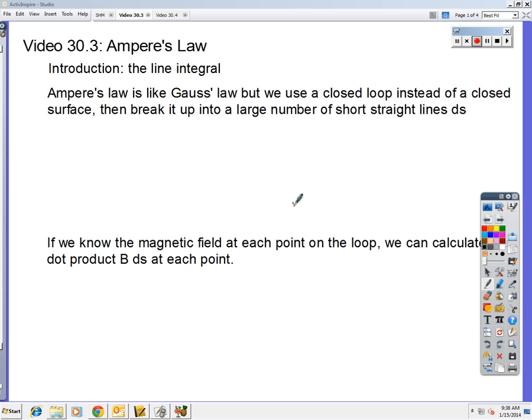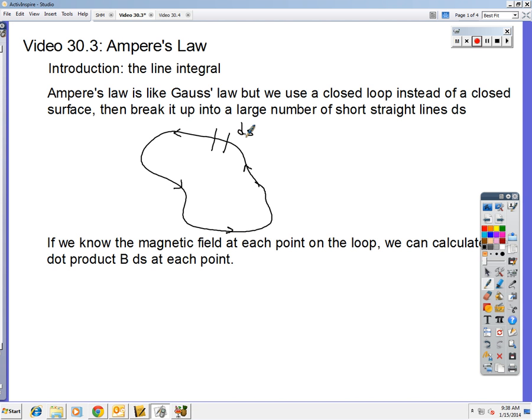Because Ampere's law is like Gauss's law, but for magnetic fields. But instead of a closed surface like Gauss's law uses, we use a closed loop. So the idea is that we'll have some loop. It's going to be closed, but other than that, no constraints on its shape. In practice, it will usually be circular. And we'll have to go around this loop in a particular direction. And what we'll do is we'll break it up into a lot of small ds's.